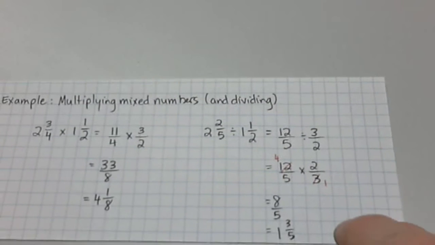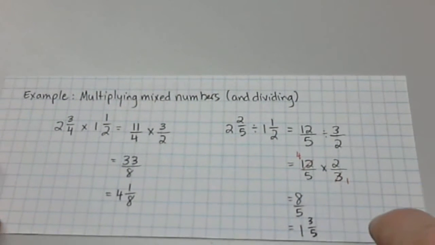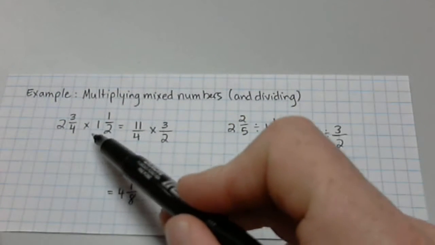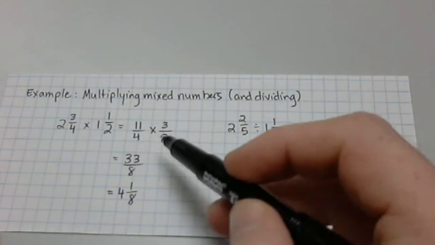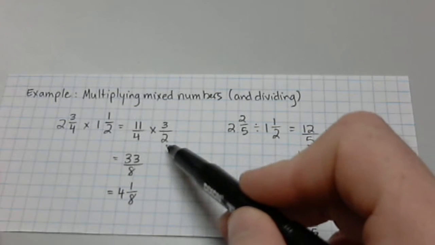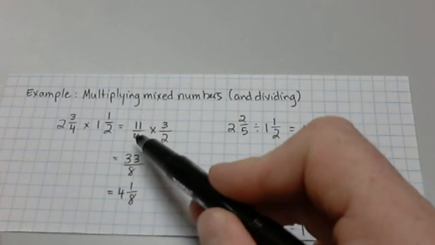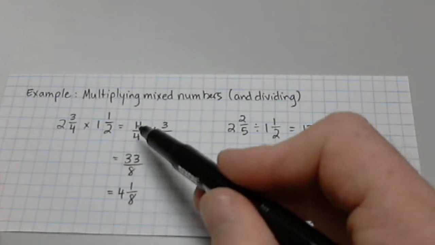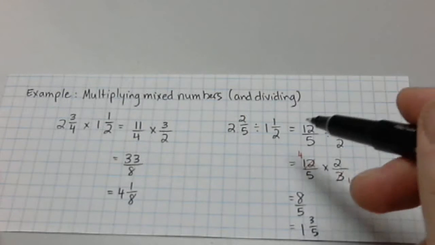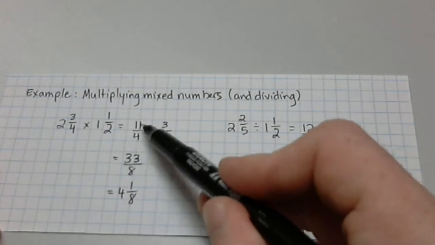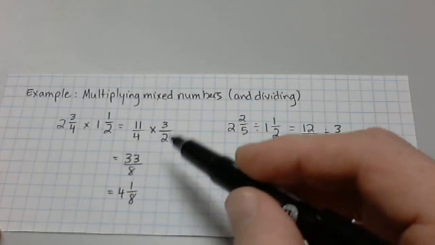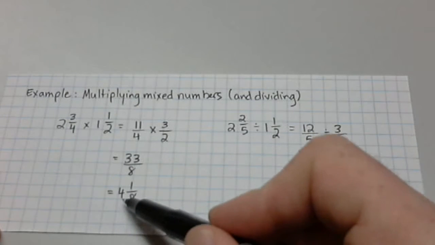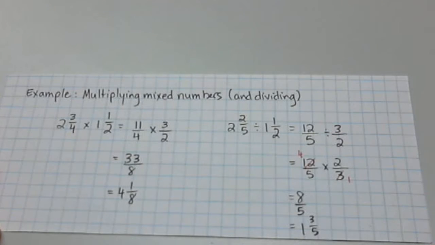So, some more examples of multiplying and dividing by using mixed numbers. And so what we have here is the first example is 2 3/4 times 1 1/2. And what I do is I convert each of these mixed numbers to improper fractions, so it becomes 11 over 4 times 3 over 2. There's no chance to cross cancel here. So what we do is we just 11 times 3 is 33, 4 times 2 is 8. 8 goes into 33 4 times with 1 left over, and 8 stays the same denominator.